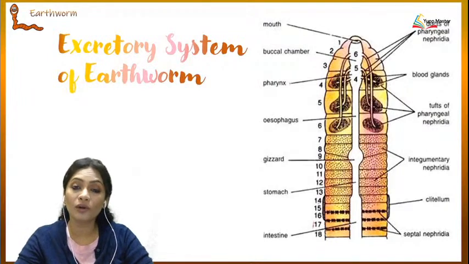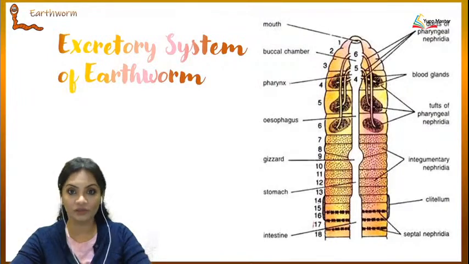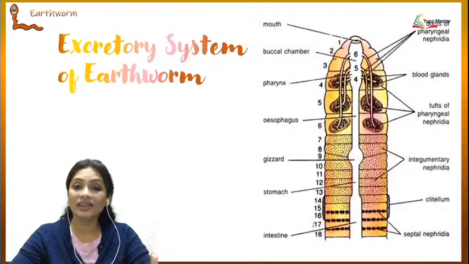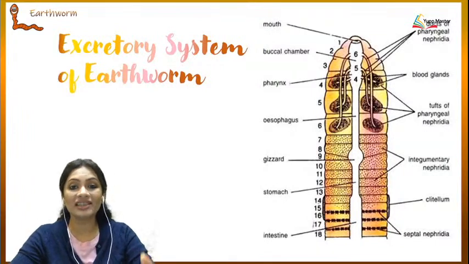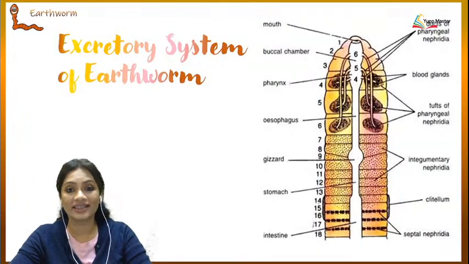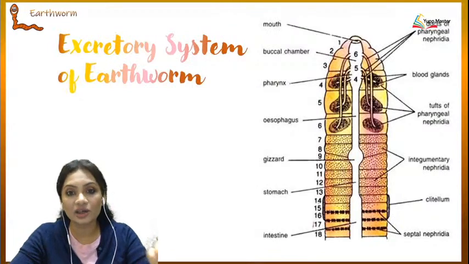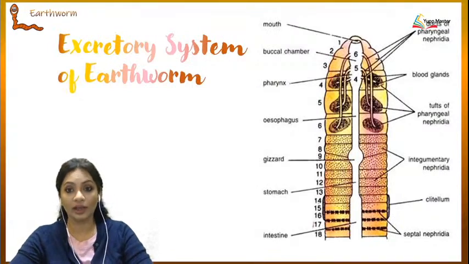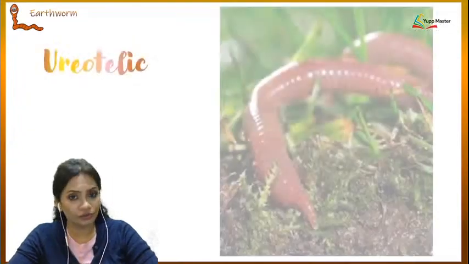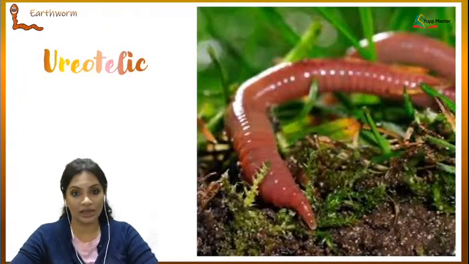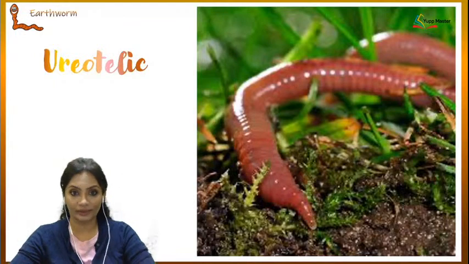Now, before we begin with any of the parts of the excretory system, we need to identify what type or what mode of excretion this earthworm exhibits. Okay, which mode of excretion does it exhibit? Mostly the earthworm is said to be ureotelic. But let me tell you one thing.